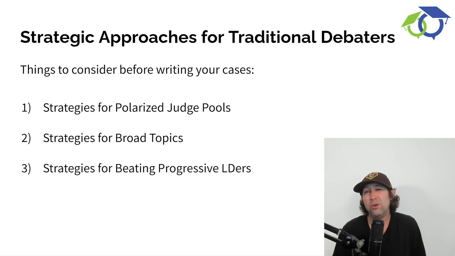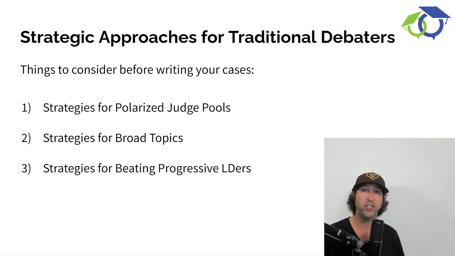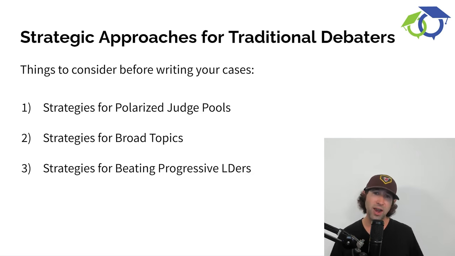And so how are you going to deal with that? Well, you can lean into that yourself and have very niche areas to talk about on either the aff or the neg. Or again, you can try and come up with some broader strategies that hopefully answer large swaths of both affs and negs, so that way you're not scrambling to answer all the niche strategies round to round. And then finally, one thing that you might want to consider is, is your aff ready to beat progressive LDers?